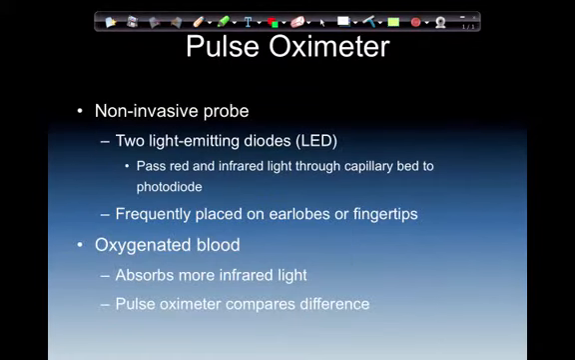Pulse oximeter is the most non-invasive way of doing this. The pulse ox is a non-invasive probe. Two light-emitting diodes, or LEDs, pass red and infrared light through a capillary bed to a photodiode, frequently placed on earlobes or fingertips. Oxygenated blood absorbs more infrared light. Pulse oximetry compares the difference, and it gives us a percentage of oxygenation at the cellular level, or at the capillary level.